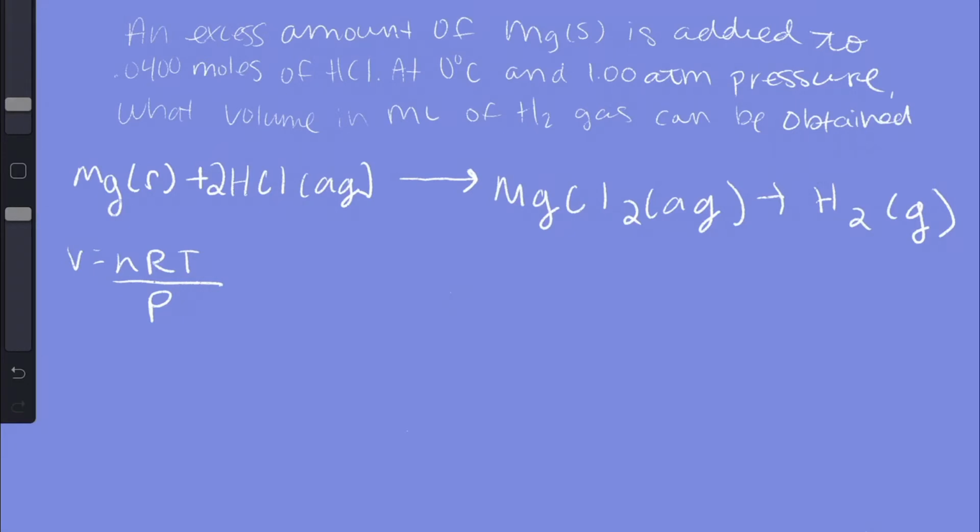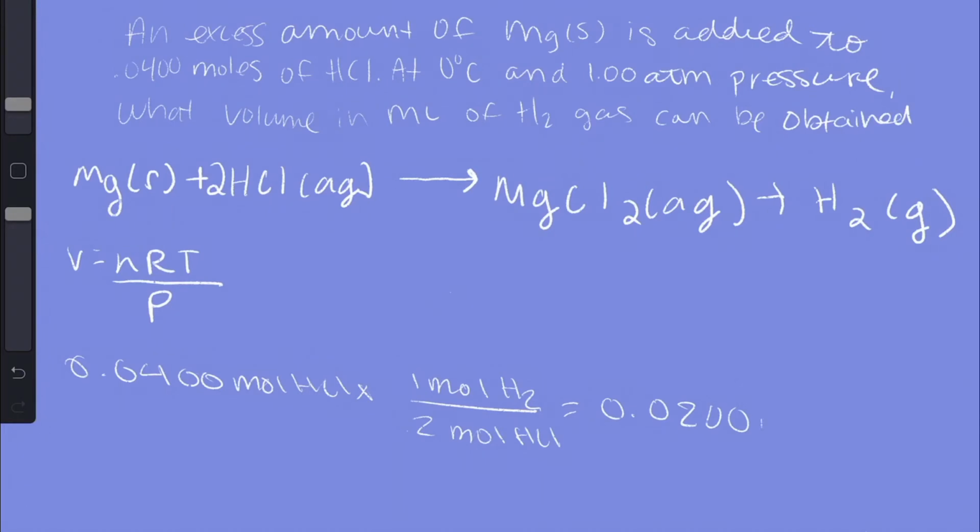So now all we have to do is plug in the values. But first we have to solve for moles. So we're going to start off with 0.0400 moles of HCl, and we're going to multiply that by 1 mole of H2. Remember, hydrogen is diatomic. And we're going to divide that by 2 moles of HCl. And by solving this, we get 0.0200 moles of H2.